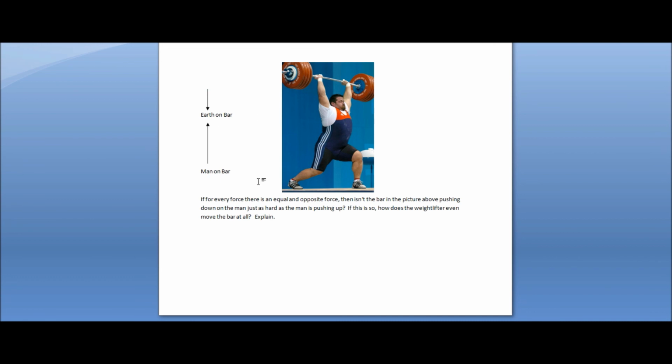The key idea here is that the equal and opposite reaction thing is for, it's like if you push on a wall, the wall pushes on you the same. It's got to be the object pushing back on whatever was pushing on it or pulling. This is one thing on the bar and a different thing on the bar. And so those are not an action-reaction pair. And so the bar can accelerate up because the forces don't have to be equal.